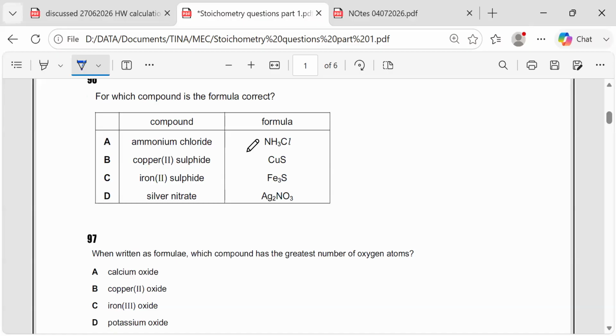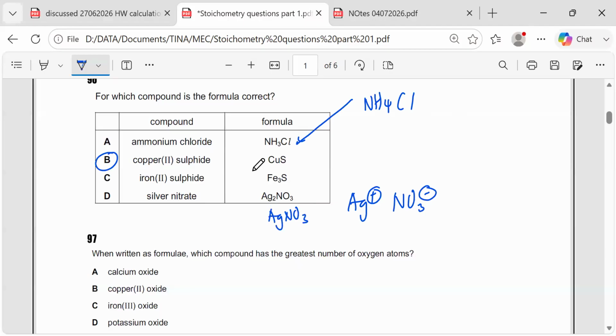Okay. What's your answer? A, B, C, D, E? B. Okay, this one should be NH4Cl because I already told you. Okay, silver nitrate. Silver is 1 plus. Nitrate is 1 negative. Okay, remember the list of ions that I taught you the first few classes? You have to memorize that. 1 positive, 1 negative, you cancel each other out, you get AgNO3. Okay, why is this correct but this one wrong?